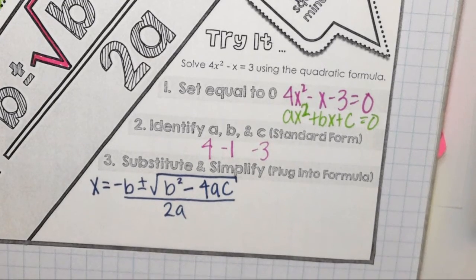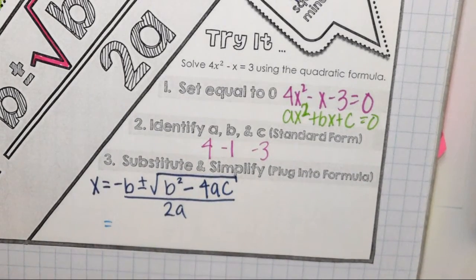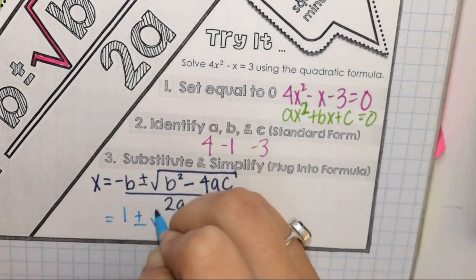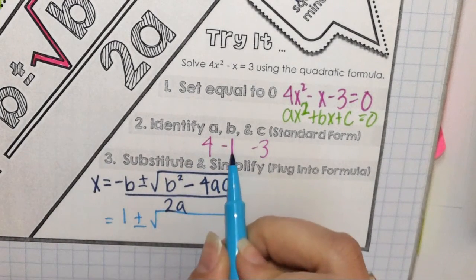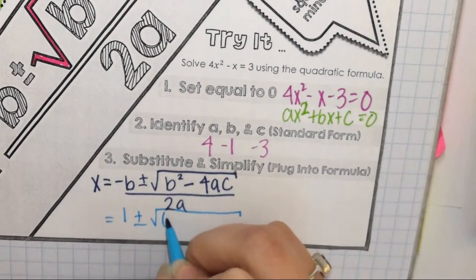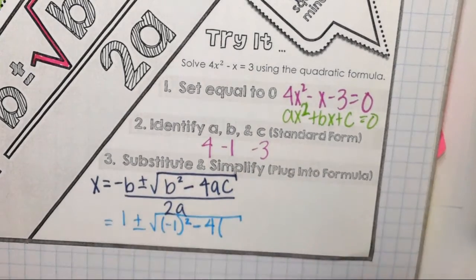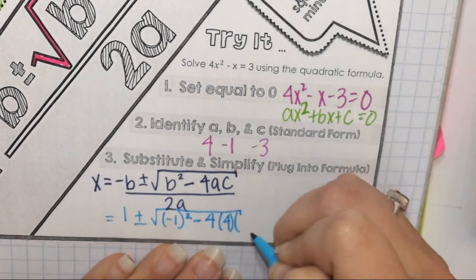Alright, so it says opposite of B plus or minus. Now, what is B in our equation? Negative 1. And what's the opposite of negative 1? 1. So 1 plus or minus the square root of, what are we going to plug in for B? B is 1, but it becomes positive, squared, minus 4 times, what's our A? 4. And what's our C? Negative 3.